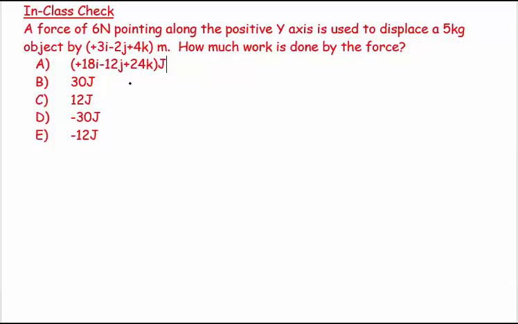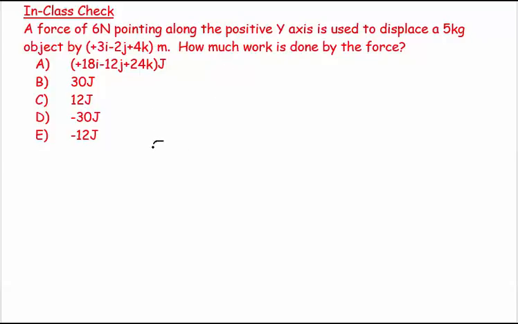Welcome. This question says a force of 6 newtons pointing along the positive y-axis is used to displace a 5 kilogram object by plus 3i minus 2j plus 4k meters. So that's a displacement vector. How much work is done by the force?